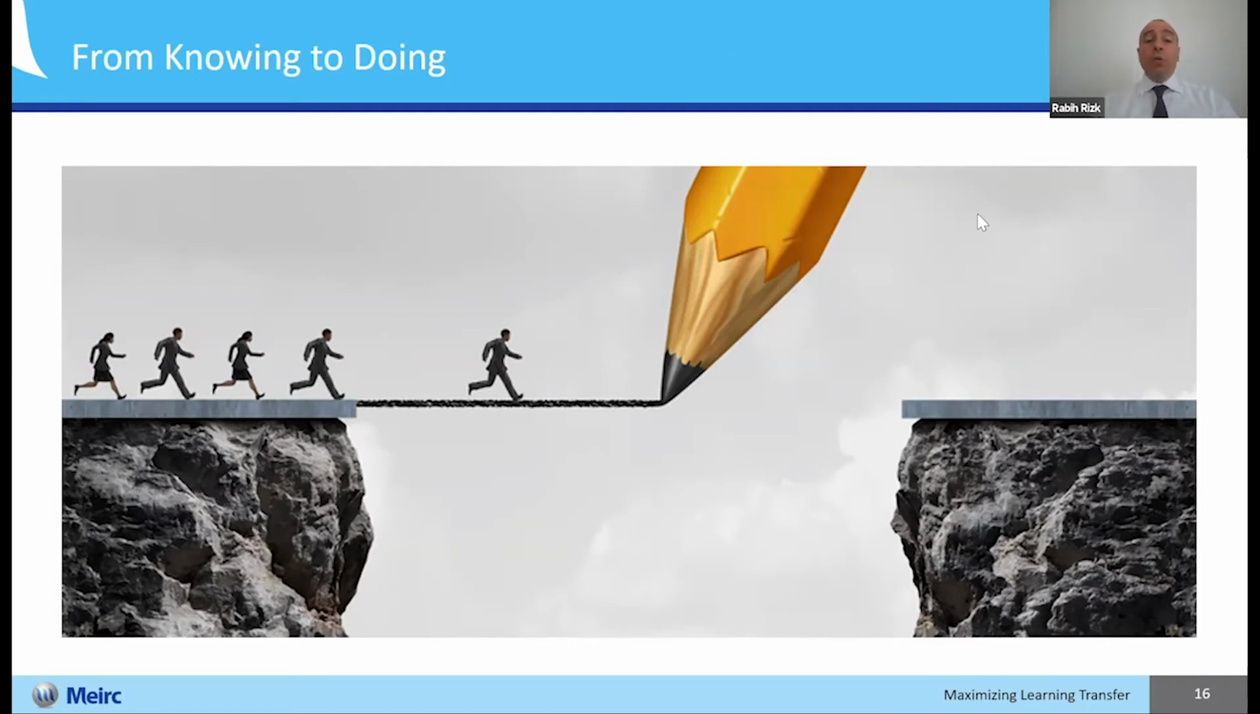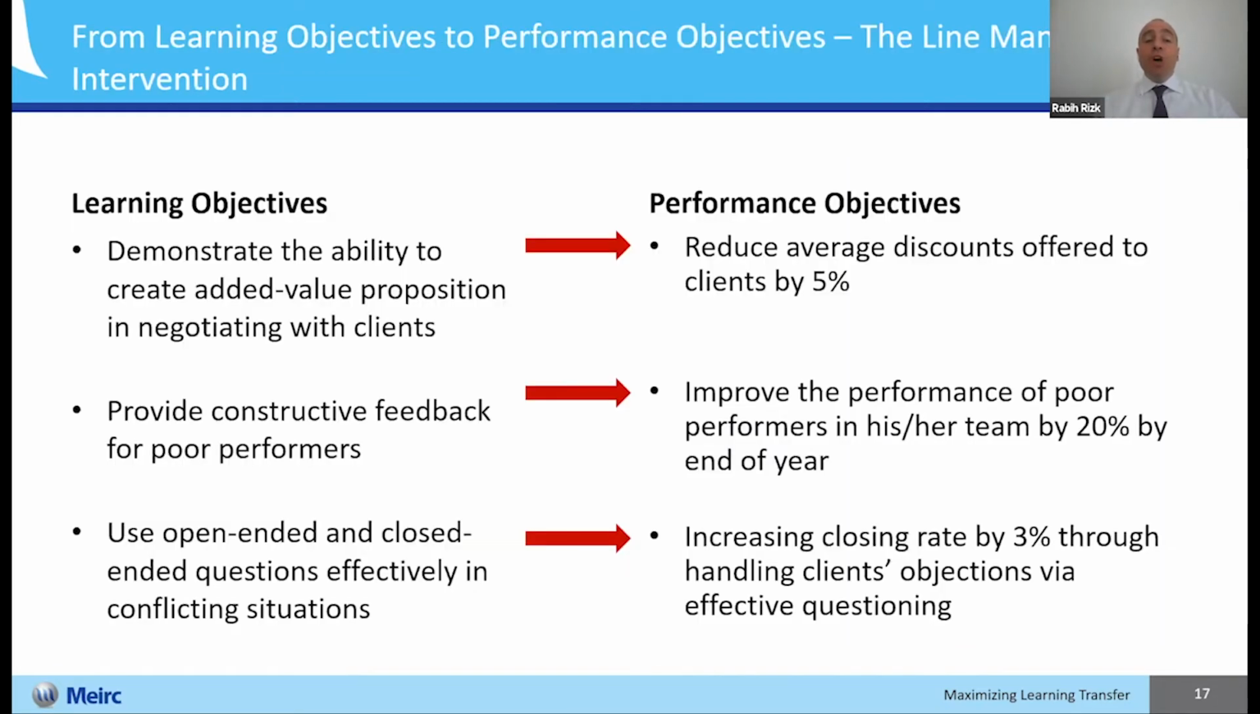Moving forward, I would also suggest some ways of moving from learning to doing. The first one is transforming the learning objectives of a training into performance objectives, and I would like to call this the line manager intervention. For sure, this is something that cannot be done if the line manager is not part of it.